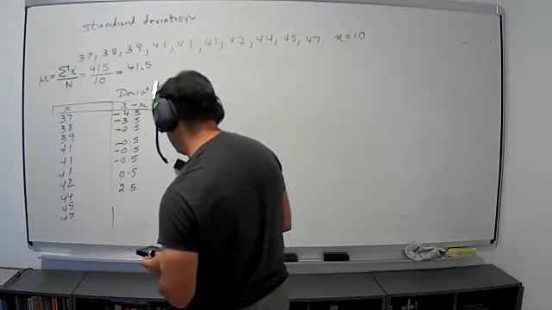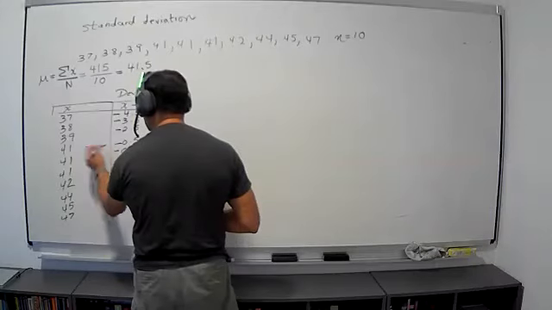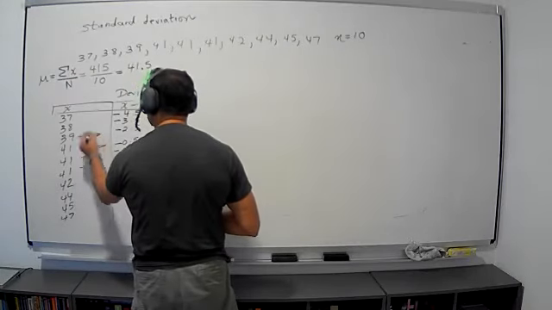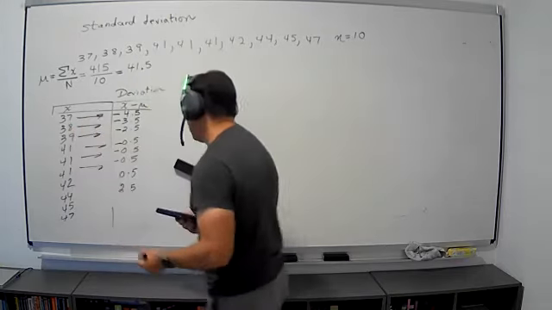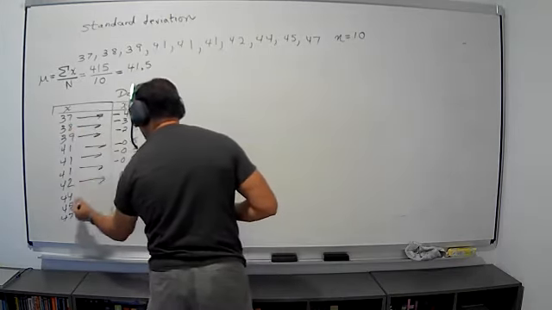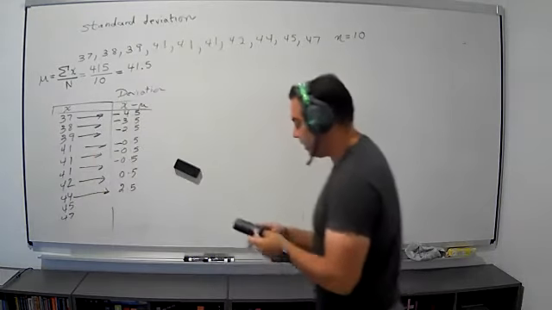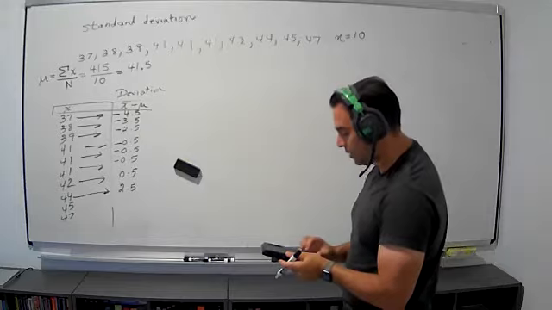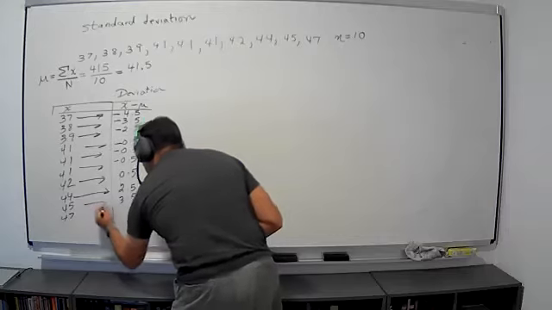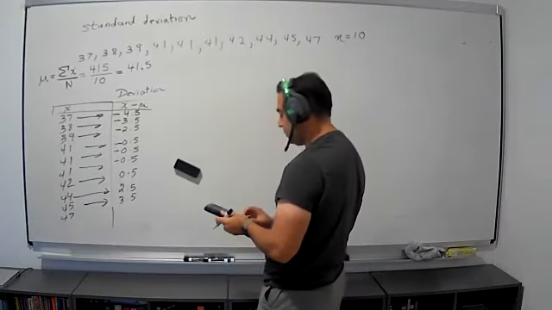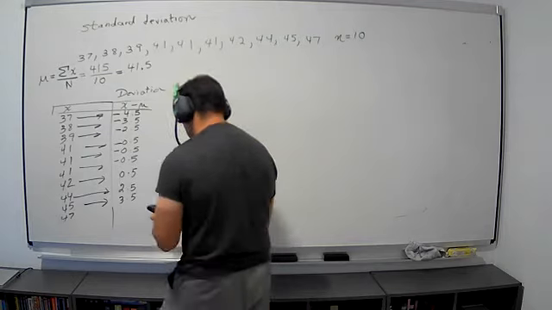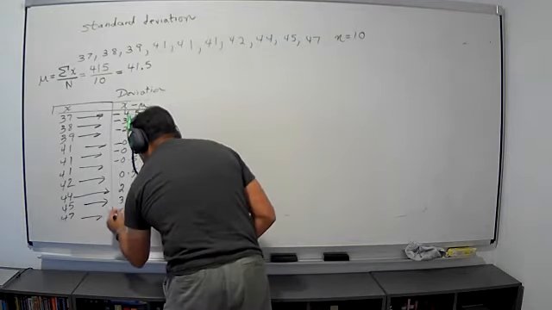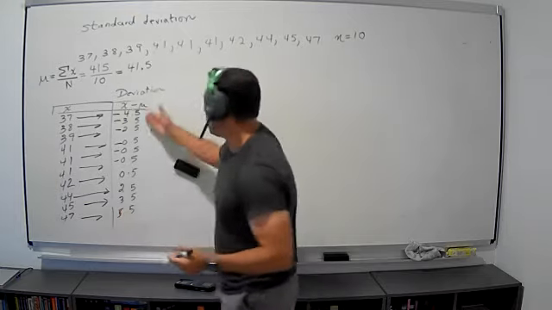Wait, I think you skipped 42. Did I skip 42? Yeah, you added an extra 0.5. Oh, no, wait. So this one goes to this one, this one goes to that one. 42 minus 41.5 is 0.5, and 44 minus 41.5 is 2.5. What's 45 minus 41.5, guys? 3.5. And the final one? 47 minus 41.5 indeed is 5.5. So right here, these are called your deviations.